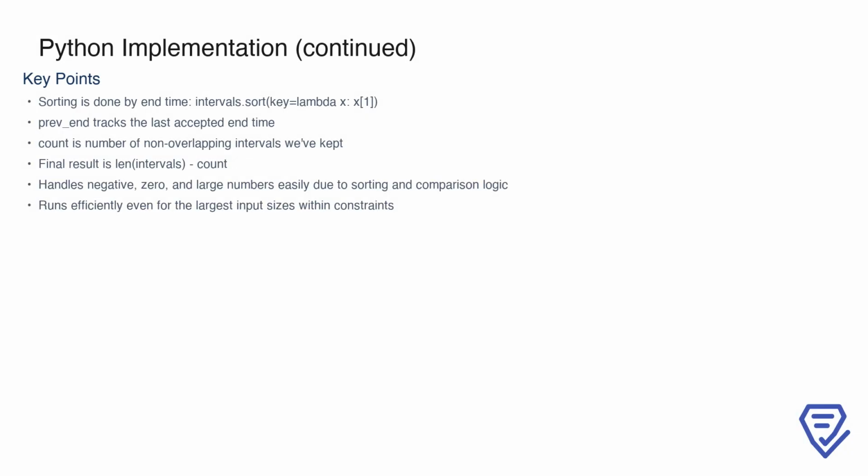Examining the key details of the Python implementation for LeetCode problem number 435, we see why sorting by end time is essential for correctness and efficiency. The variable prev_end is updated only when a non-overlapping interval is found. The count variable lets us easily calculate the required removals at the end, reinforcing the link between greedy selection and the problem's minimization goal. This strategy is robust against all edge cases, including negative numbers and intervals with boundary values. Importantly, the algorithm adheres to the expected time and space constraints, performing well for very large input sizes.